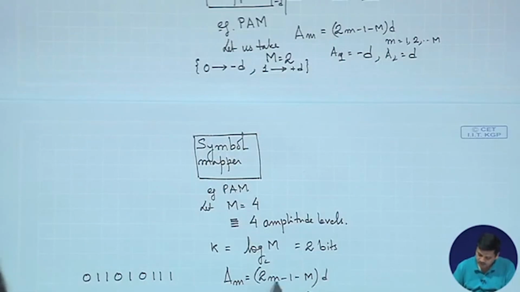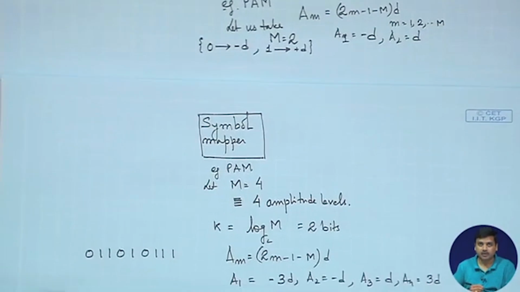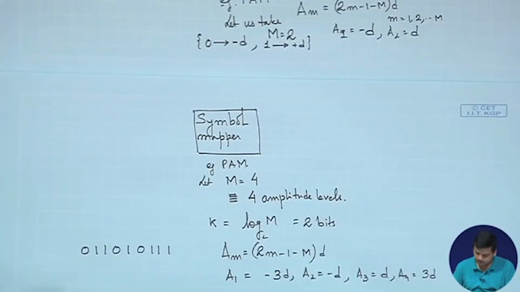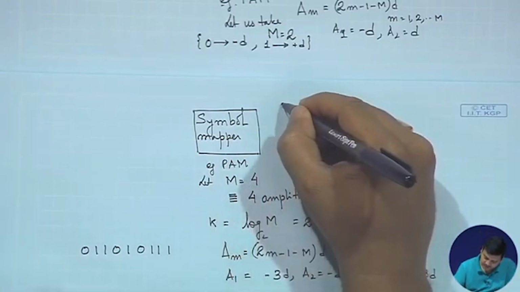A 2, that is 4 minus 1, 3, minus 4, that is minus 1, minus 1 times d is equal to minus d. A 3 is equal to 3 to 6, minus 1, 5, minus 4, that is 1, which is d, and A 4, you can now put 4 over here, 8 minus 1, 7, minus 4, that is 3 times d is 3 d, right. So, you have these levels. That means, we could say that this symbol mapper has levels.